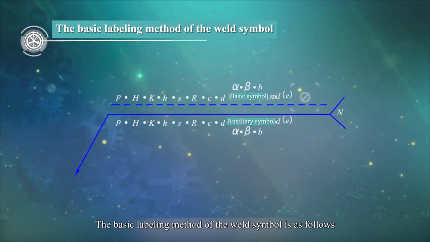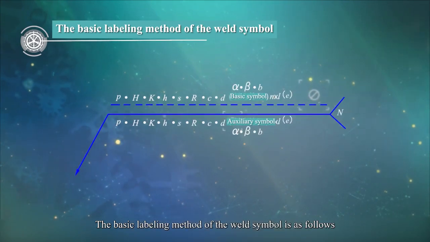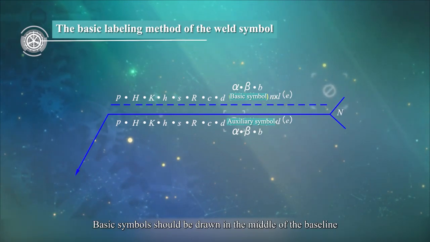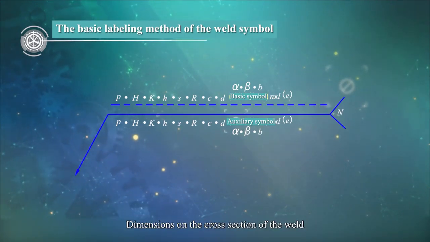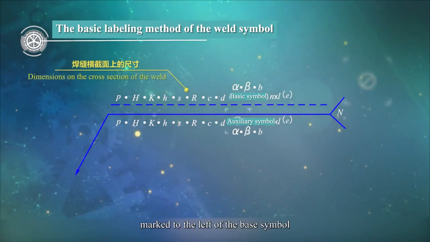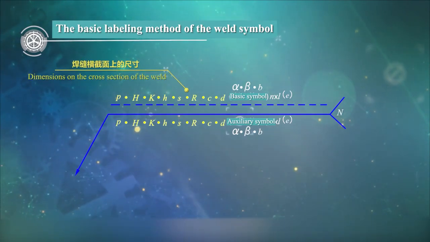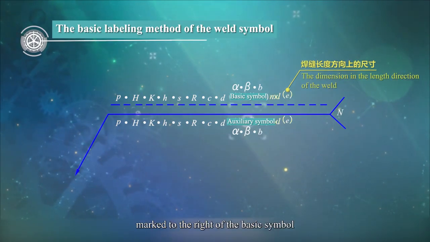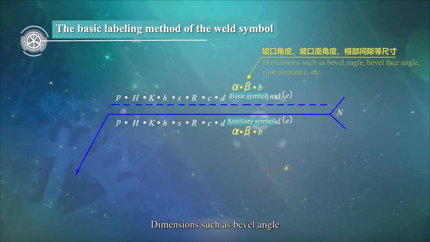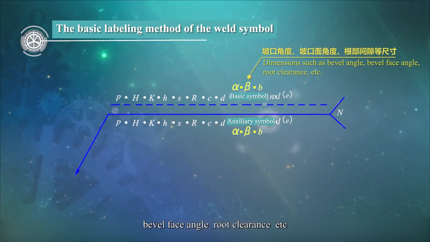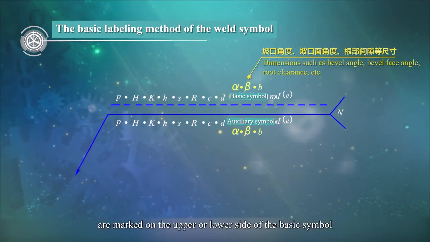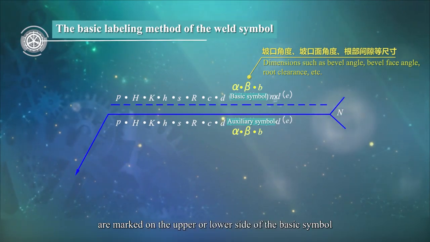The basic labeling method of the weld symbol is as follows. Basic symbols should be drawn in the middle of the baseline. Dimensions on the cross-section of the weld are marked on the left of the basic symbol. The dimension in the length of the weld is marked on the right of the basic symbol. Dimensions such as bevel angle, bevel face angle, root gap, etc. are marked on the upper or lower side of the basic symbol.